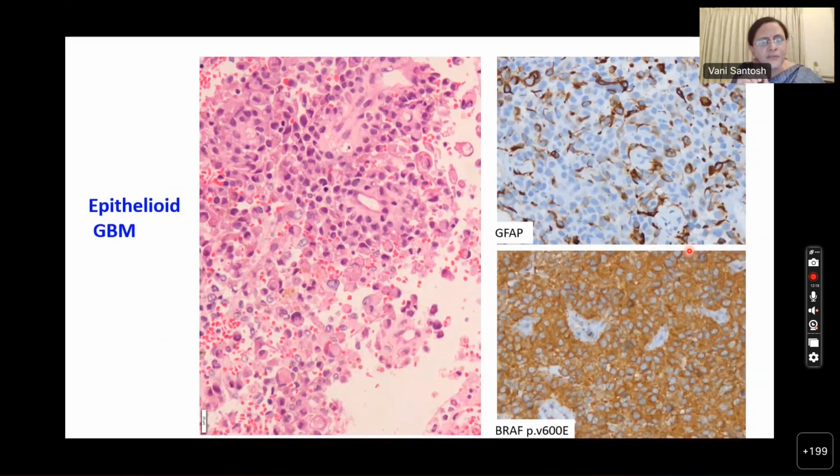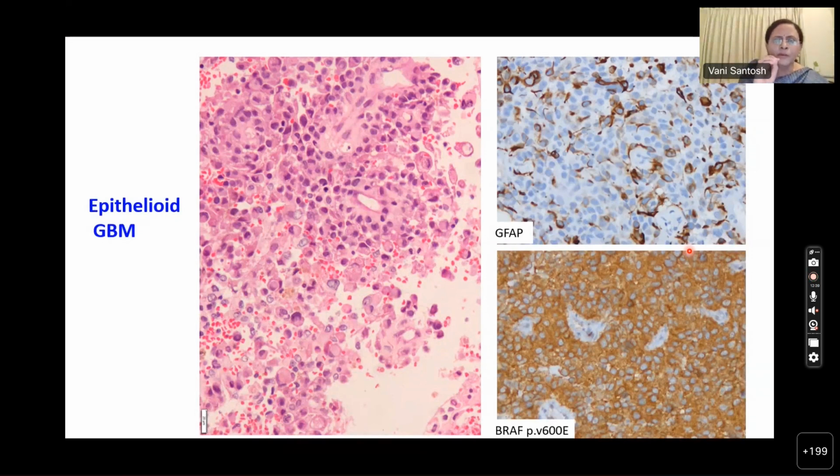Epithelioid GBM is a close differential diagnosis for grade 3 tumors, particularly when they have those epithelioid cells. They are known as epithelioid PXAs. You can have those epithelioid cells even in PXA. It becomes very difficult to differentiate because all markers will be the same. Even BRAF V600E positivity is seen in both.